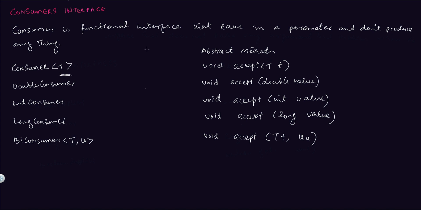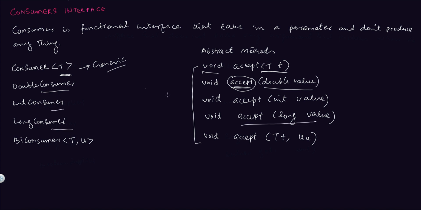This T will actually be a generic data type, and it will not return anything. These are all void methods. It will accept the T, which denotes a reference variable, and it can be any type. In the case of a double consumer, it will accept a double value, but the function name would be the same. You can use the same function name in the double consumer interface, and similarly with the int consumer, long consumer, and there is also a bi-consumer as well.